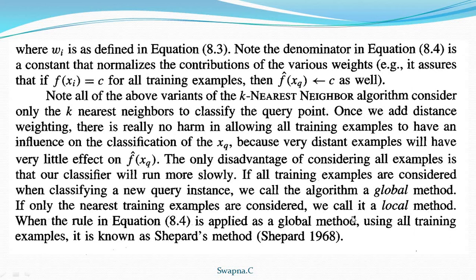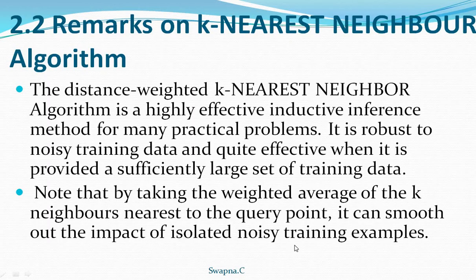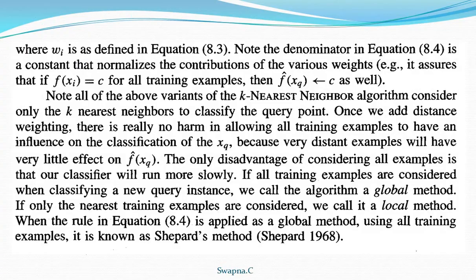Also, whenever you consider all the training examples as a global method, it has one more name, Shepard's method. It is named after the scientist Shepard. So this is about the k nearest neighbor algorithms.